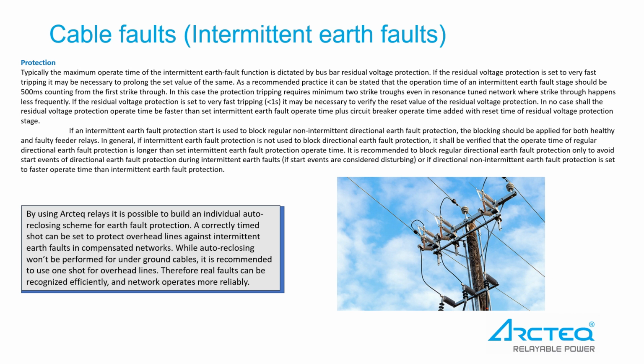Typically, the maximum operate time of the intermittent earth fault function is dictated by busbar residual voltage protection. If the residual voltage protection is set to very fast tripping, it may be necessary to prolong the set value of the same. As a recommended practice, it can be stated that the operation time of an intermittent earth fault stage should be 500 milliseconds, counting from the first strike-through. In this case, the protection tripping requires minimum 2 strike-throughs, even in resonance-tuned networks where strike-throughs happen less frequently.